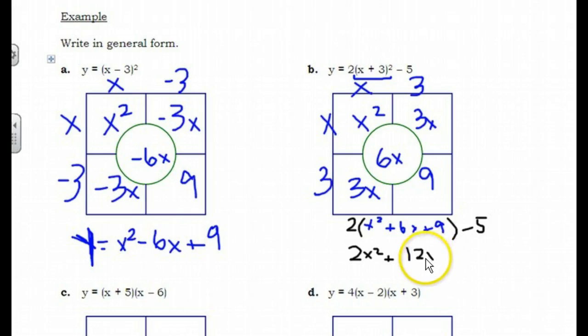12x plus 18, and the minus 5 stays the same. Now our like terms are the 18 and the minus 5, so everything in the beginning stays the same. 2x squared plus 12x plus, but now the positive 18 and the negative 5 make 13.